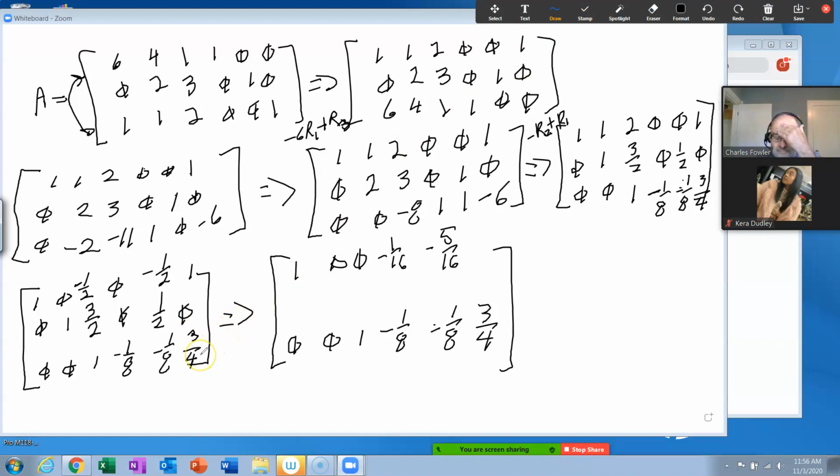That would be 3/8 plus 8/8 would be 11/8. All right. The next step here is minus 3 halves times row 3 added to row 2. So that'll be a 0, that'll be a 1, and that will be a 0. Okay. Minus 3 halves times a minus 1/8, that's going to be a 1/16 plus 0 is going to be a 1/16.